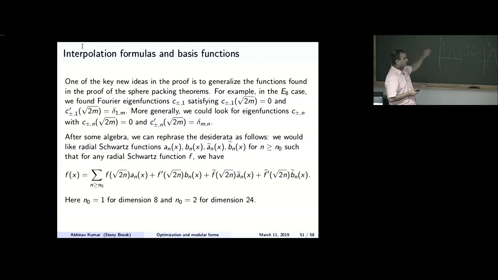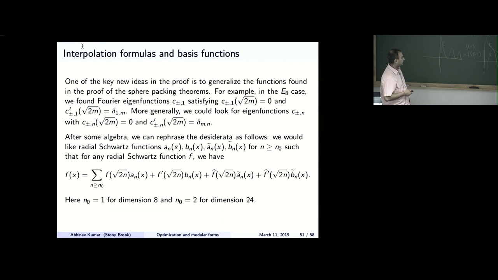I want a function which has zeros at all square roots of 2n. It has double zeros at all square roots of 2n except square root of 6, where it only has a single zero. So this gives you a family of functions where you replace square root of 6 by square root of 2n. And it turns out those are the functions that you want. These are what are called basis functions.